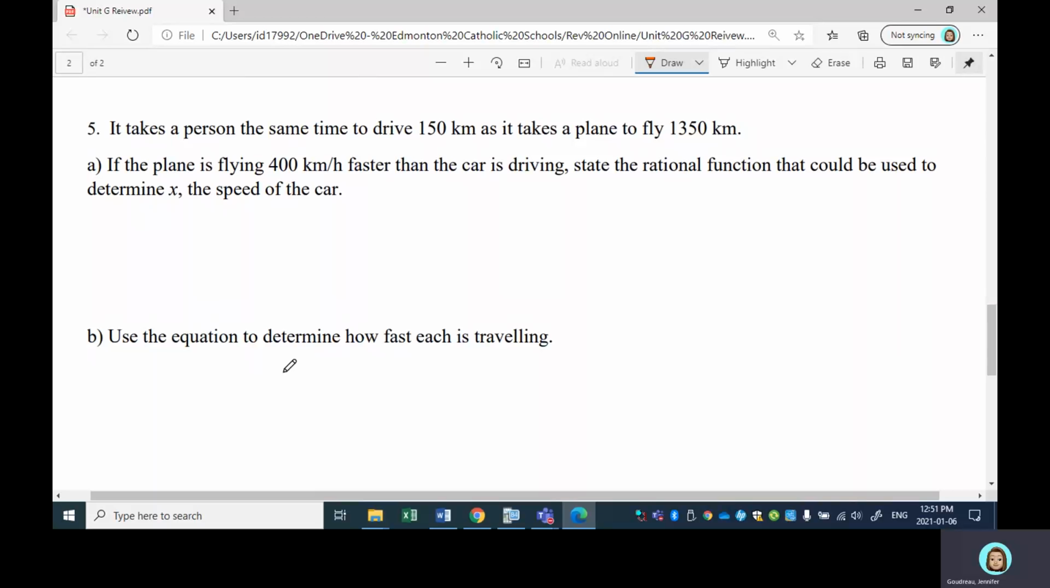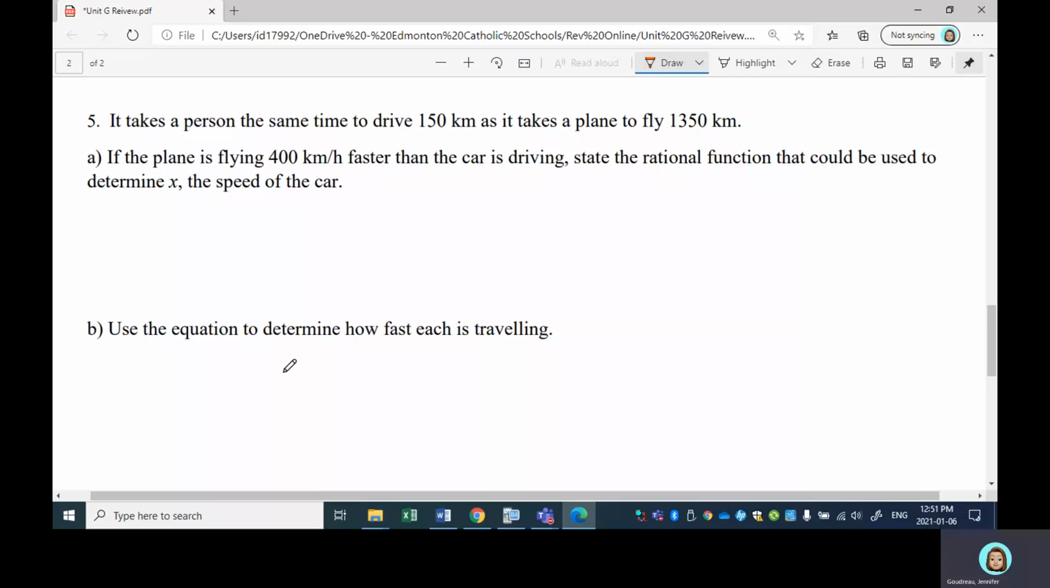Finally, question 5, we are going to do an application question. This will cover two things: it'll cover an application, and it'll also cover how we solve rational equations. In this one, it's a distance, speed, time question, and we can handle these a few different ways. But with a distance, speed, time question, what's nice is to set up a table.